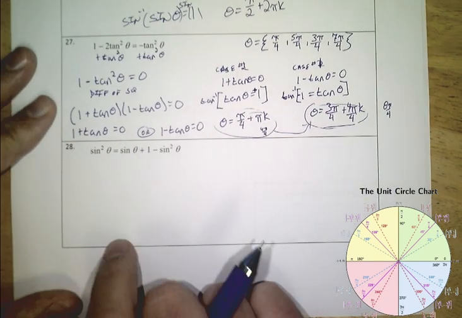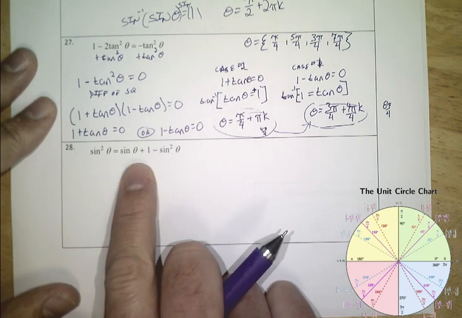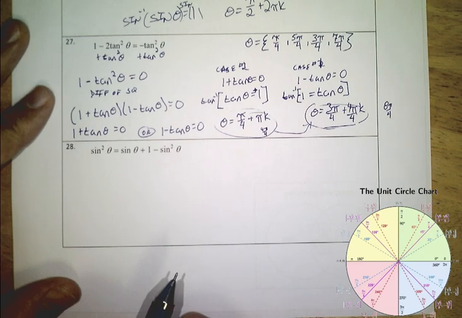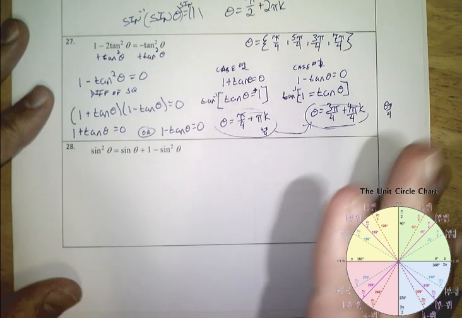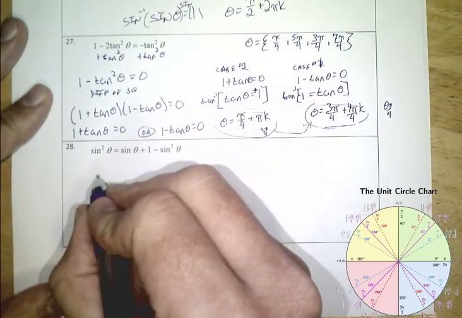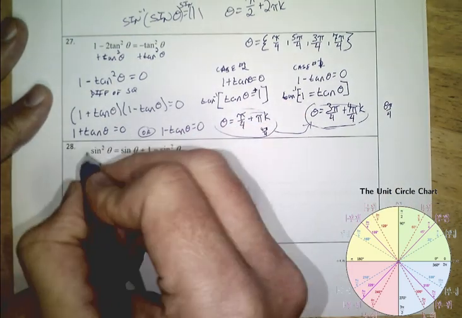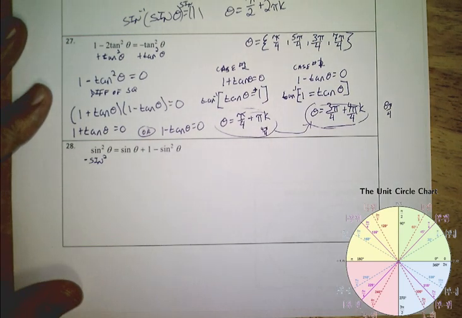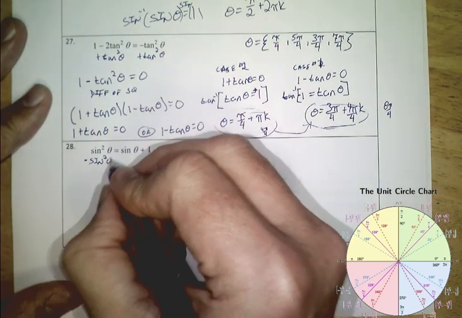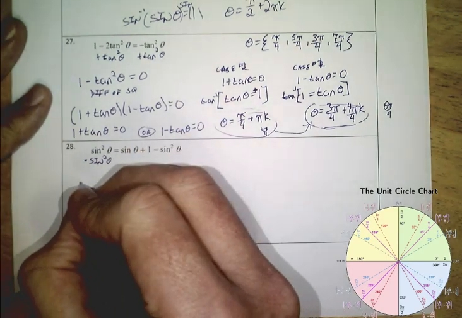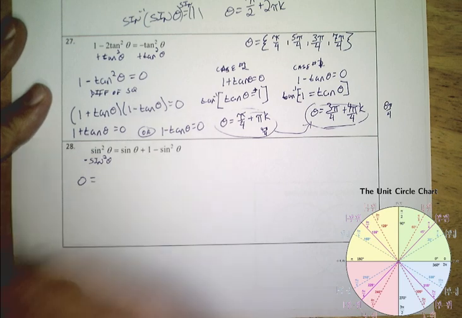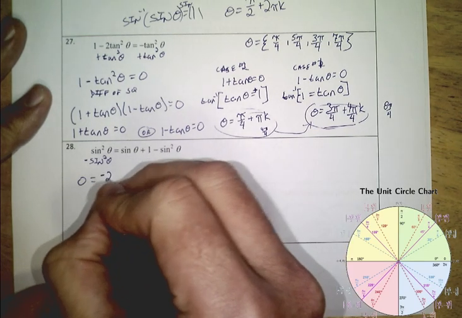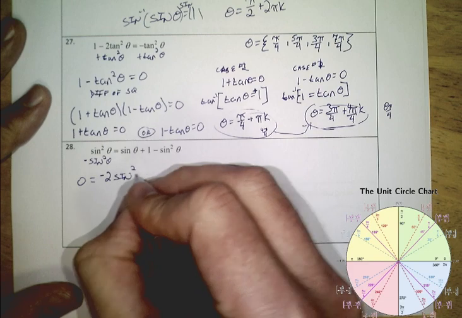Number 28, sine squared theta is equal to sine theta plus 1 minus sine squared theta. So this looks like a quadratic, so let's see what happens when we move everything to one side. There's only one thing over here, so let's just subtract sine squared theta from both sides. That is going to give us 0 is equal to negative sine theta minus a sine theta is a negative 2 sine squared theta.